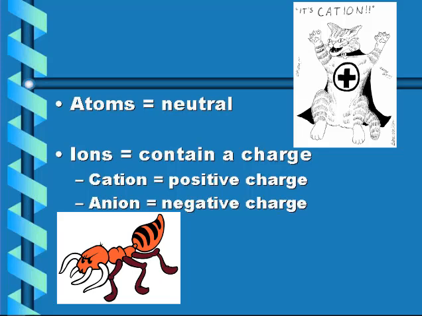Atoms are always neutral. They're always neutral because they have equal number of protons and electrons, the two charged particles in an atom. While ions are going to contain a charge. Sometimes it's a positive charge if it loses an electron, or a negative charge if it gains an electron. Positively charged ions are referred to as cations. Anions are negatively charged ions.